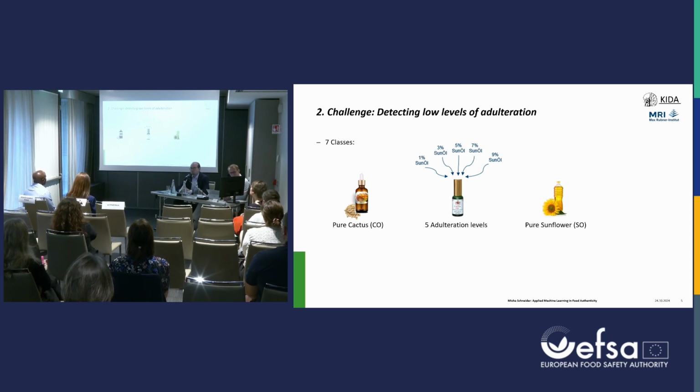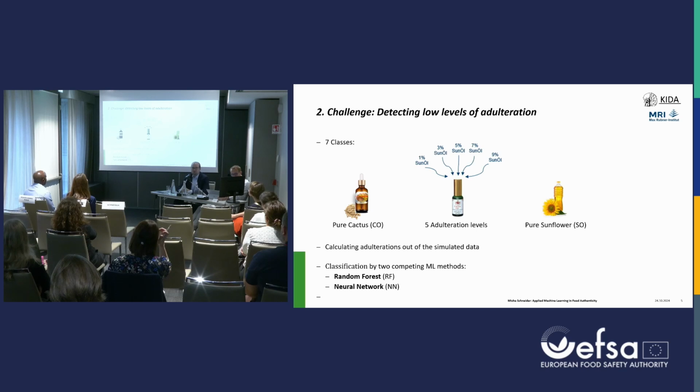So in this project, we have 7 classes in total. First we have the pure cactus oil, then we have adulteration starting with 1% of adulteration until 9% of adulteration, and then pure sunflower oil. For this, as I said, we use the simulated data for the adulteration. And then again, we use 2 different machine learning methods for classification. One is the neural network and the other one, the random forest.